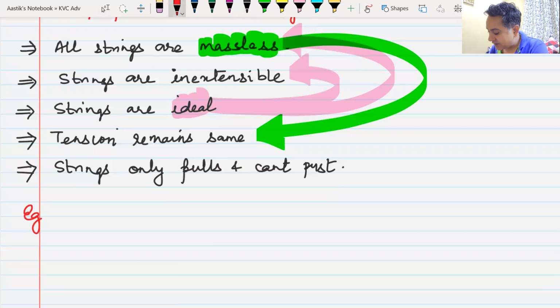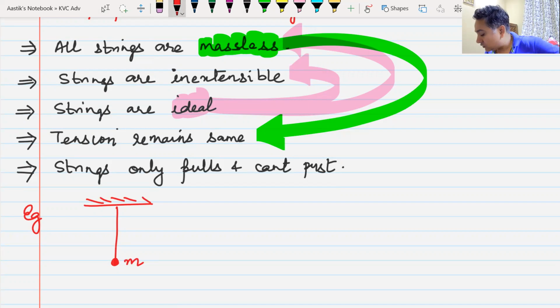For example, if I have a string and a mass attached to the string, M, and I tell you what will be the direction of force on the mass M. This mass is attached to the string. This string is going to pull it. So what will be the direction of tension on the mass? The direction of tension on the mass would be upwards. Do we understand this? Yes, sir. Because string cannot push. String can only pull. Do we understand this? Yes, sir.